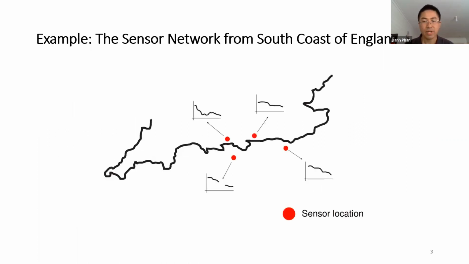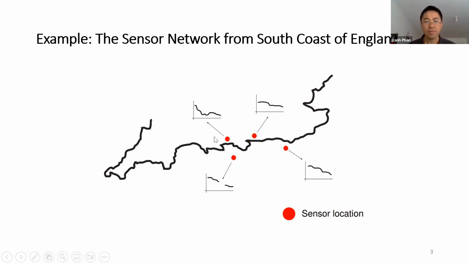So here is one example. Here is the sensor network from the south coast of England, and here we have 4 sensors at nearby locations, which will record the wind speed or the temperature, right? And you can see that one part of this one is missing. Maybe because the 4 sensors in nearby locations share the same uncertainty, we want to learn from the other 3 data here to impute the missing value here.